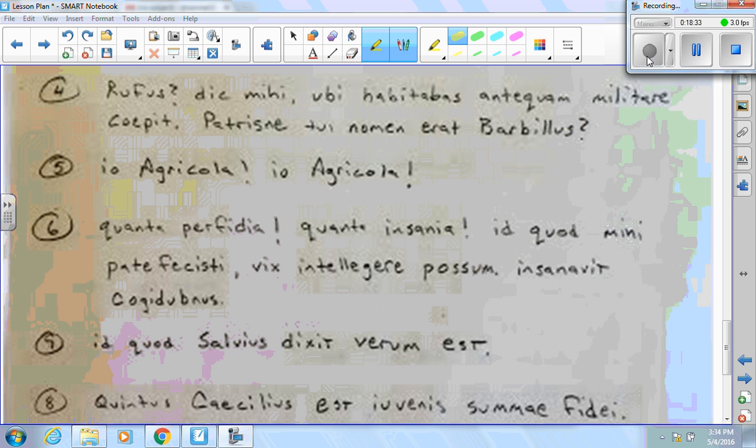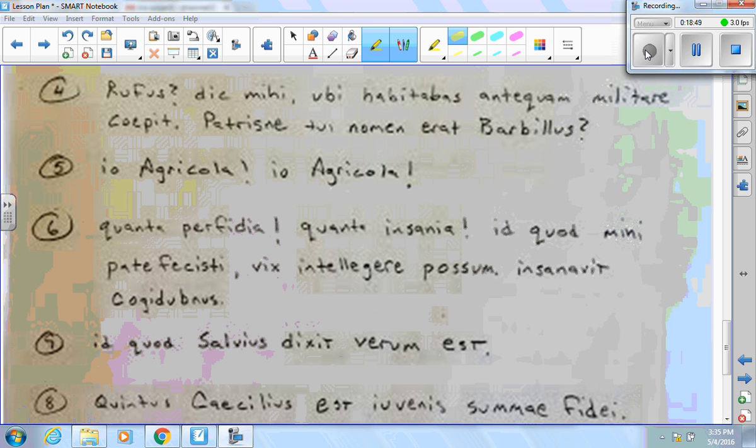Number 4, Rufus, tell me, where did you live before you began the military? Was your father not named Barbilus? That's, of course, Quintus. Hooray, Agricola! Hooray, Agricola! Those were the soldiers at the beginning of the story.